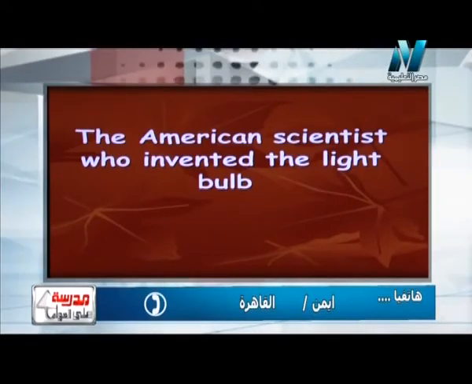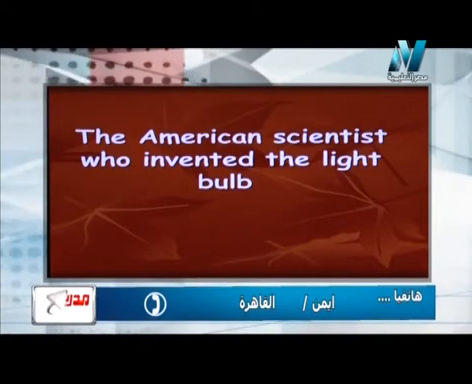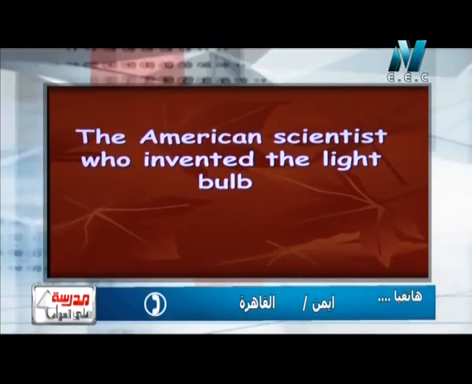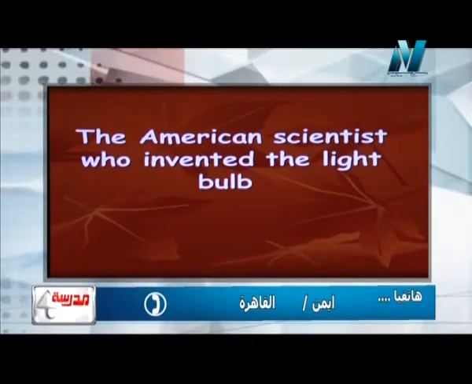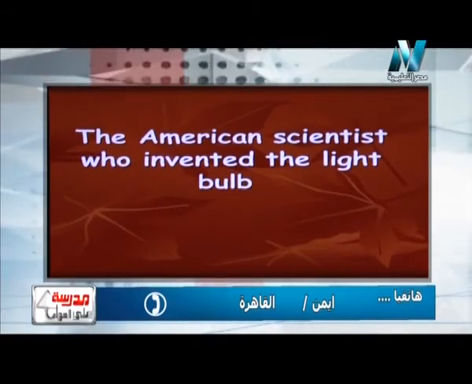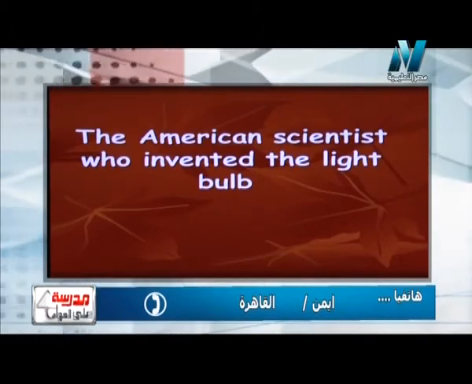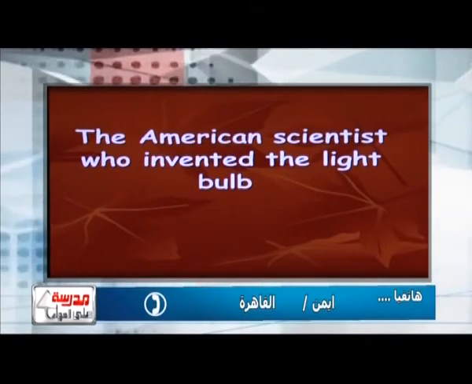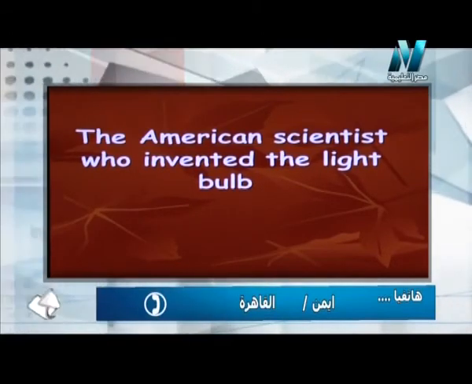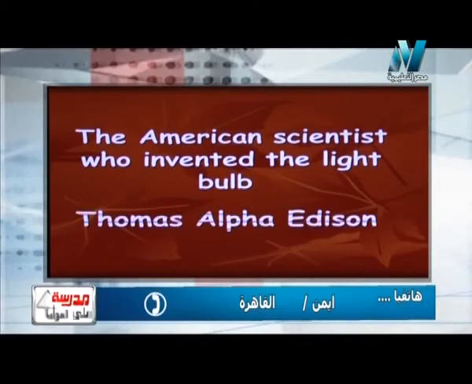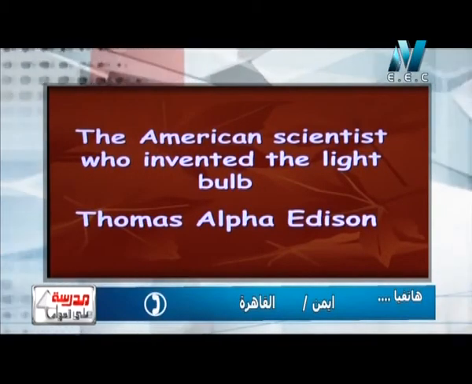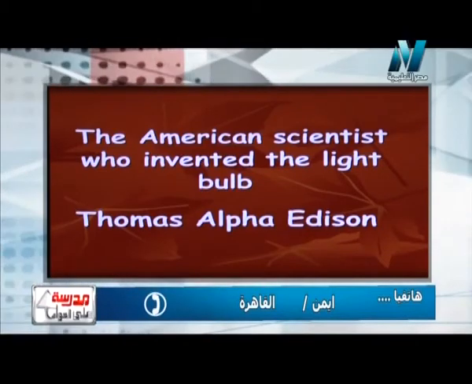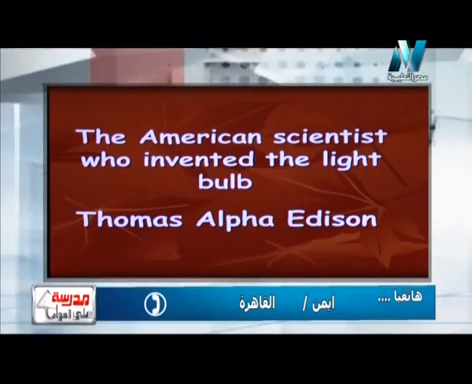It's easy, Ayman. It's an easy question. Archimedes. No, Ayman, wrong. The American scientist who invented the light bulb, not the scientist who described the levers. Archimedes was a scientist who described the lever. Here I want the great scientist who invented the light bulb and many great inventions in electricity and physics. It will be Thomas Alva Edison, Ayman. Okay? So the American scientist who invented the light bulb will be Thomas Alva Edison.